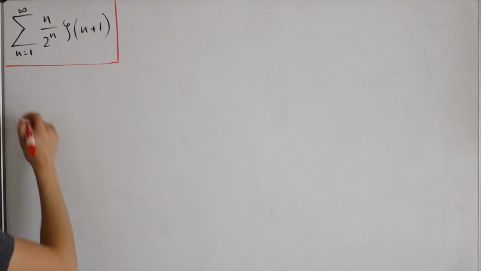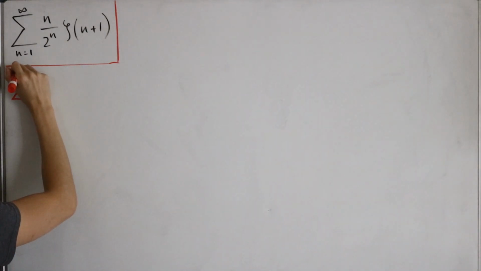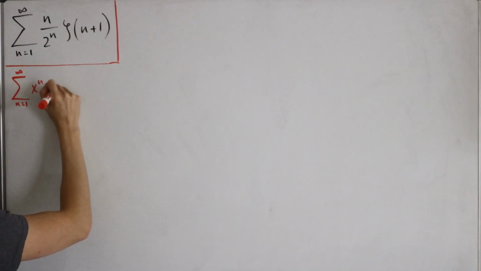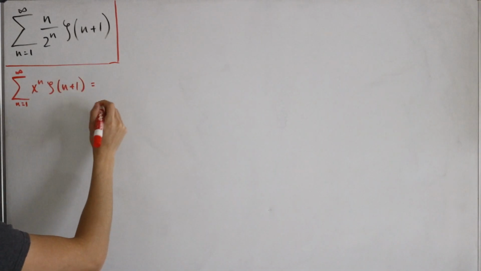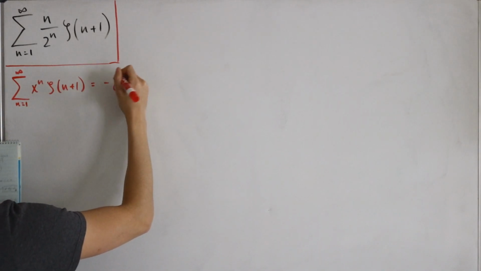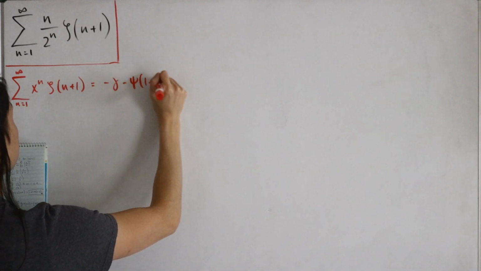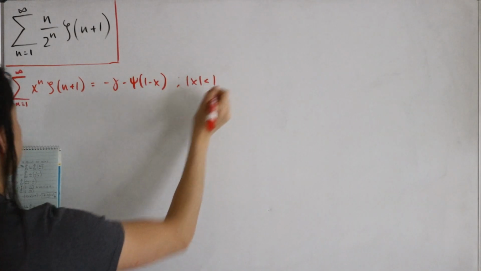For our result, we want to prove the following infinite sum. We have the infinite sum from n equals 1 of x to the power n, multiplied by the Riemann zeta of n plus 1. We want to show that this value is equal to negative gamma minus the digamma function evaluated at 1 minus x, where the absolute value of x is strictly less than 1.